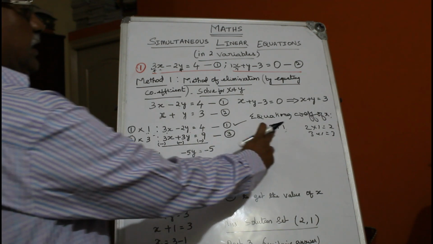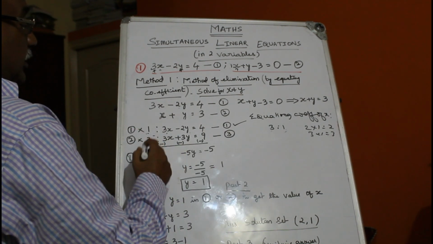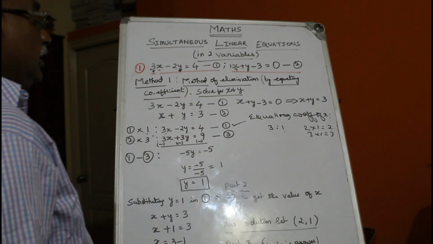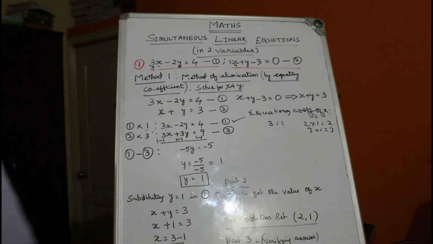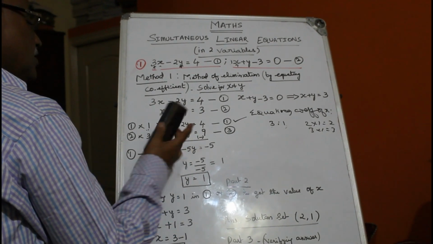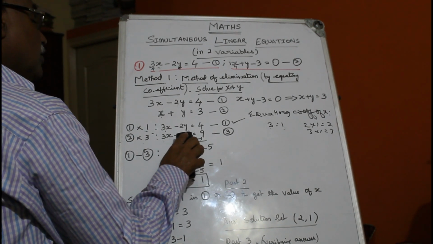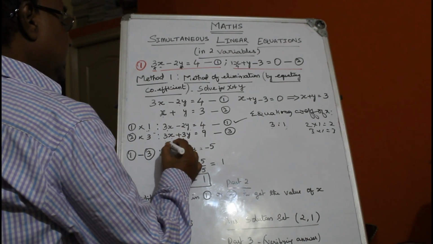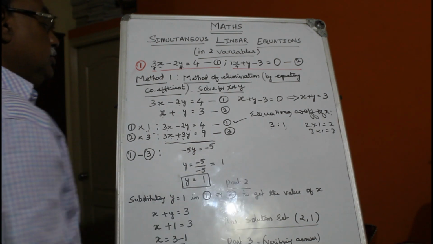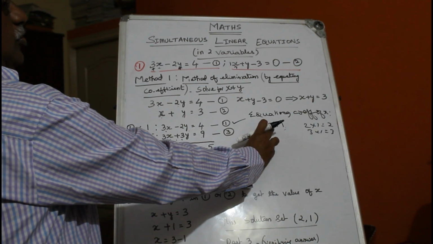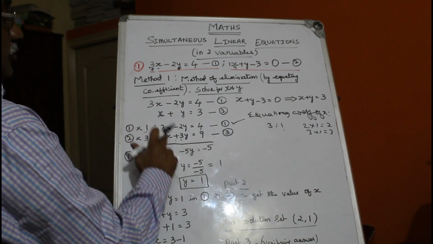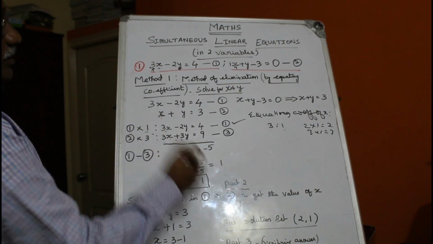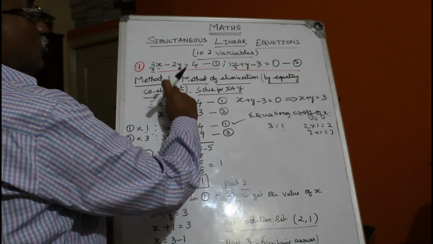Now the second equation, you multiply by the first number, 3. 3 into x is 3x, plus 3 into y is 3y, and 3 threes are 9. So the second equation you get as 3x plus 3y equal to 9. Now the coefficient of x became the same, 3 and 3. That is why it is called the equating coefficient method.